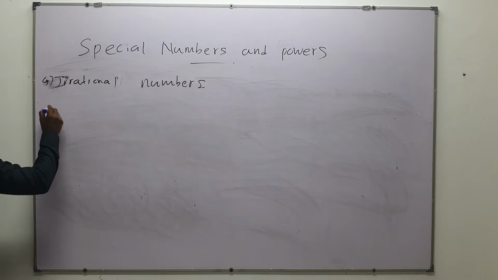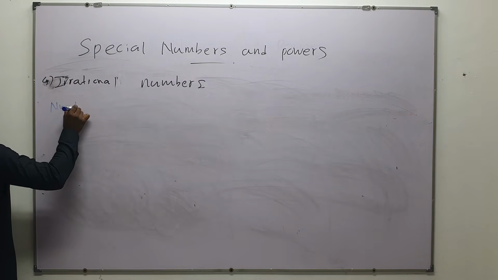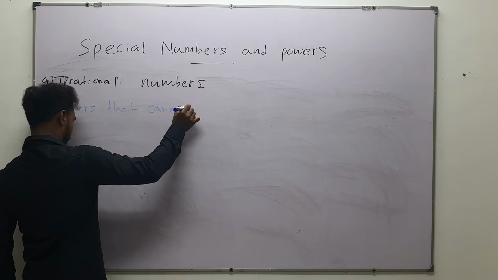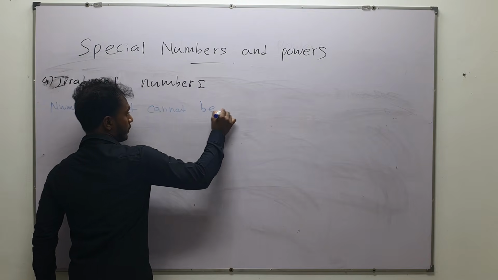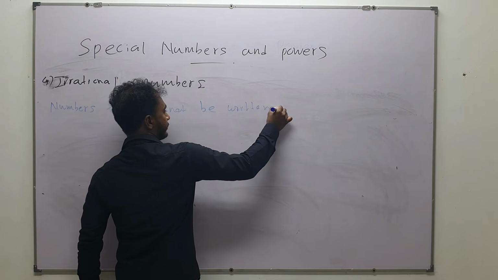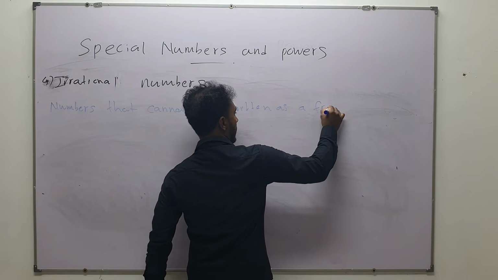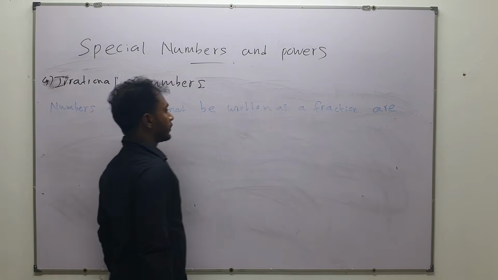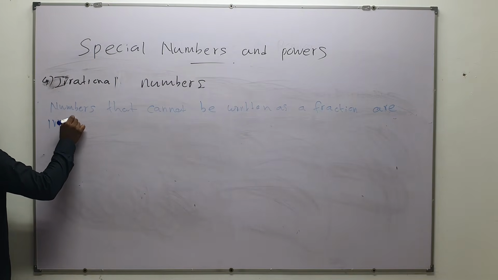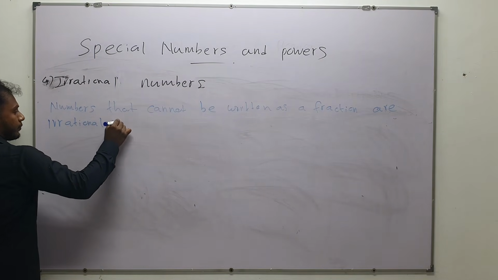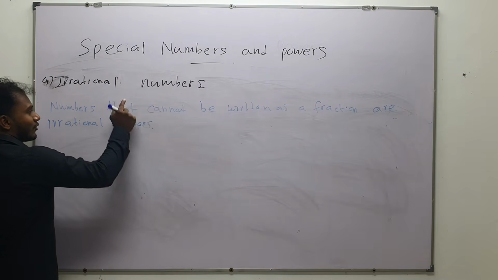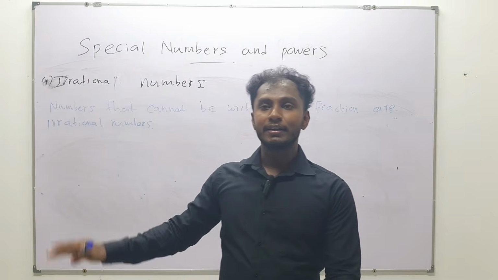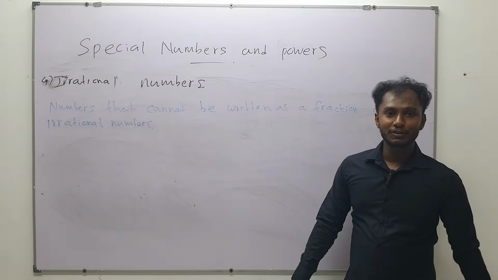So I told you the numbers that cannot be written as a fraction are irrational numbers, right? So irrational numbers are the numbers that cannot be written as fractions. So did you figure out this? So any examples for this one?